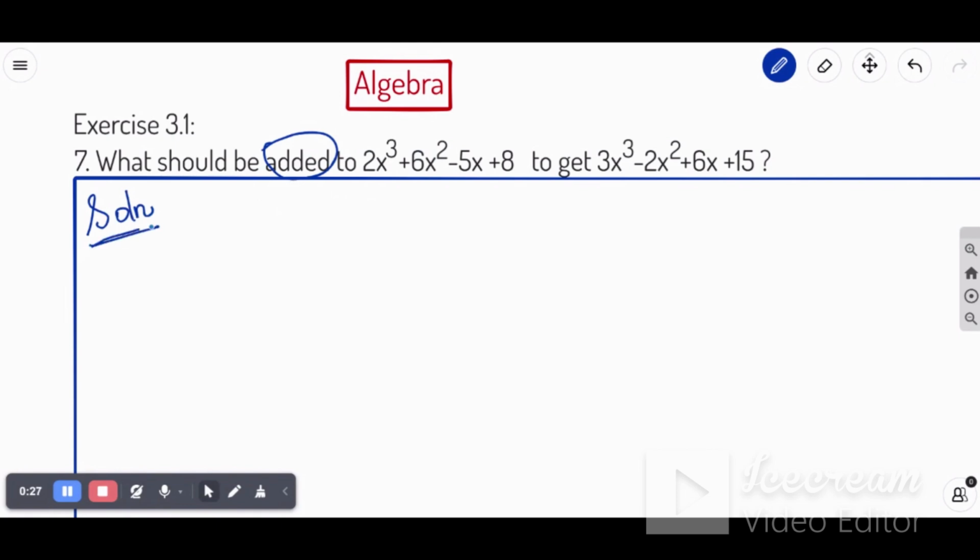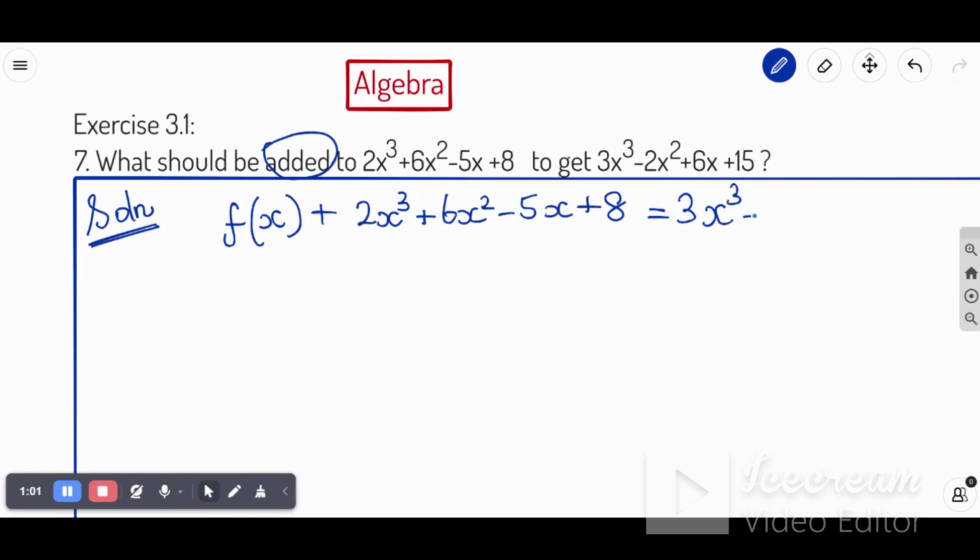You can write your answer from the question itself. What should be added? Which means you have to add something to this. So let us take that as f of x. F of x should be, read your question now like this. F of x should be added, so you are adding, added to 2x cube plus 6x square minus 5x plus 8. To get means you can put the equal to symbol. To get 3x cube minus 2x square plus 6x plus 15.